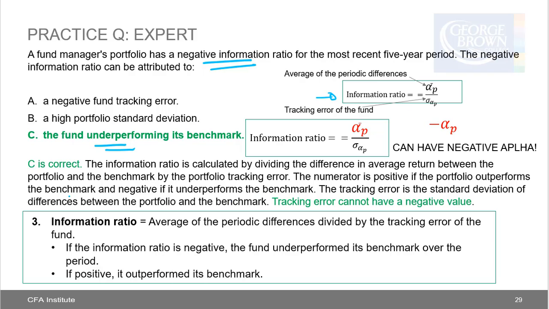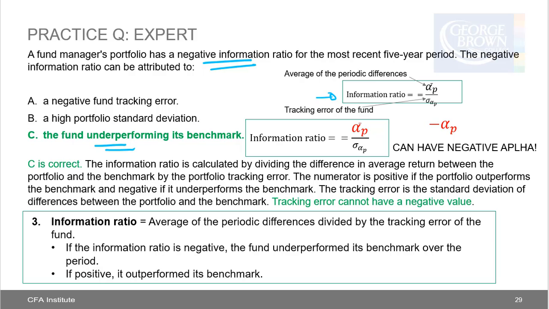So C is correct. The information ratio is calculated by dividing the difference in average returns between the portfolio and the benchmark by the portfolio tracking error. The numerator is positive if the portfolio outperforms the benchmark, and negative if it underperforms the benchmark. The tracking error is the standard deviation of the differences between the portfolio and the benchmark. Tracking error cannot have a negative value, okay? Information ratio can be negative, but tracking error cannot be negative, so you just want to be careful with that.